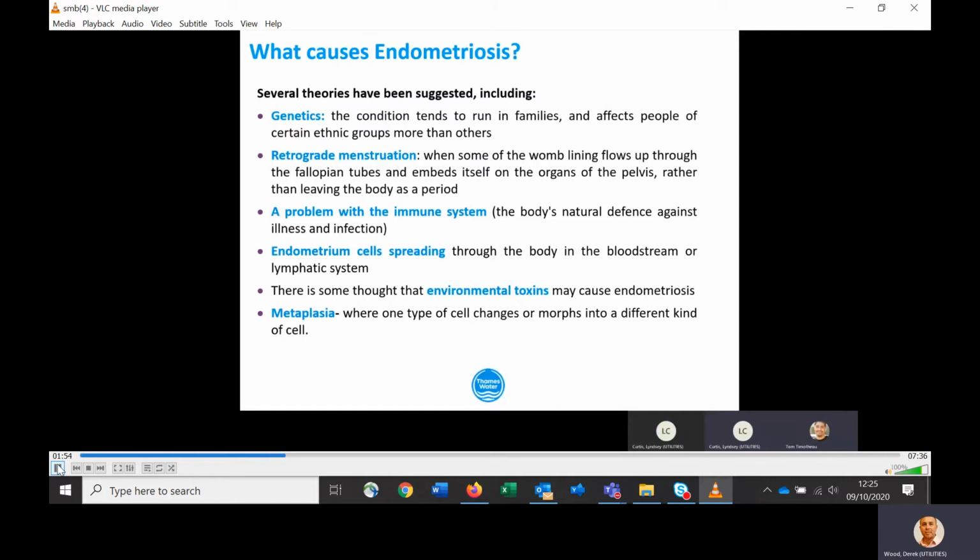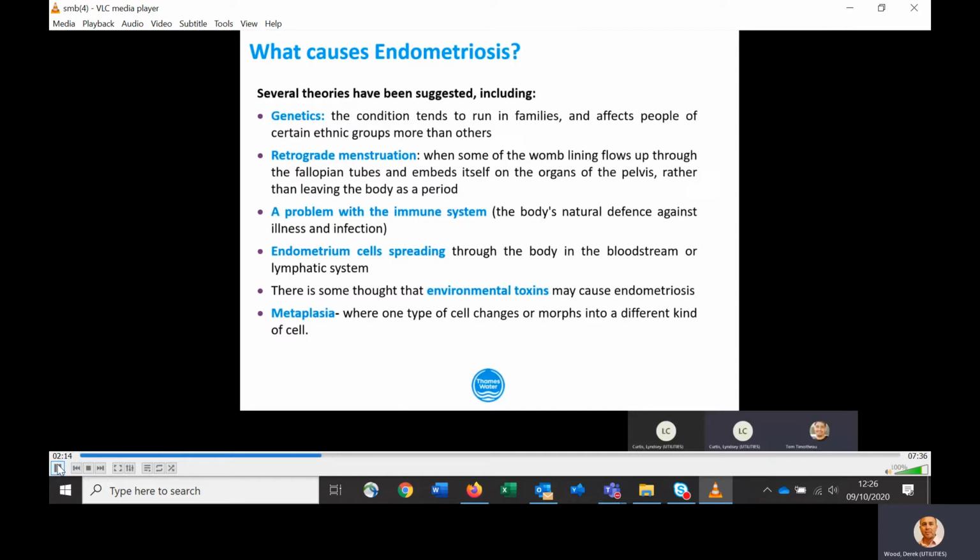So what are the causes? There are a lot of theories out there, not all of which are proven. Many have strong evidence behind them. The first one is genetics. If someone in your family has it, it tends to run in families, and it can also affect certain ethnic groups more than others.